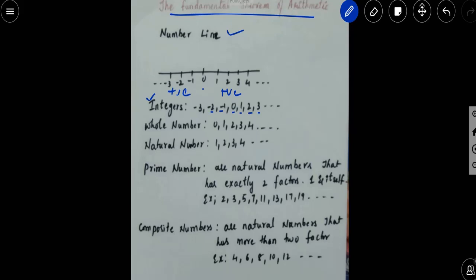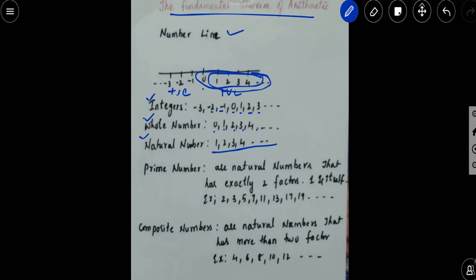Next we come to the whole numbers. Whole numbers start from 0. Now 0 and the positive numbers are the whole numbers, that is 0, 1, 2, 3 and 4. Next, only positive numbers, from 1 to infinity, we call natural numbers. These are your natural numbers, that is 1, 2, 3, 4 and many more.